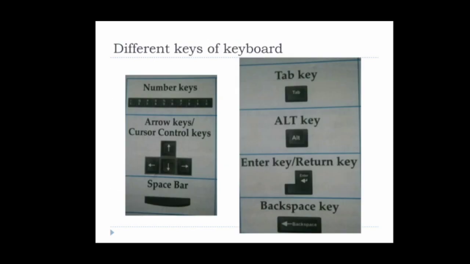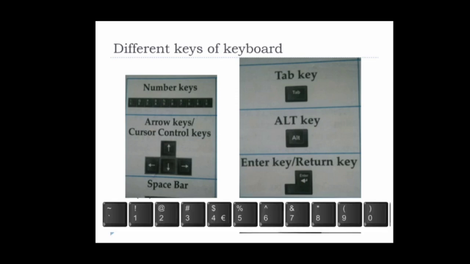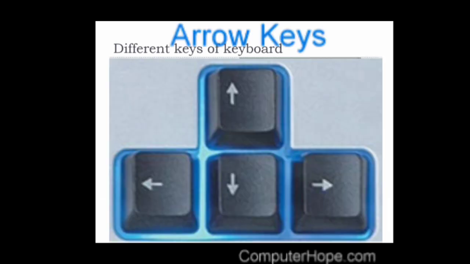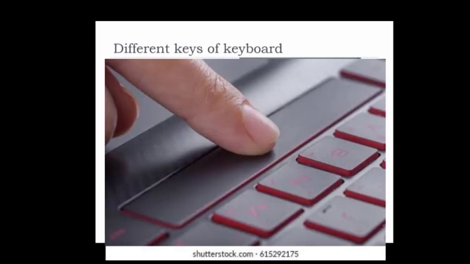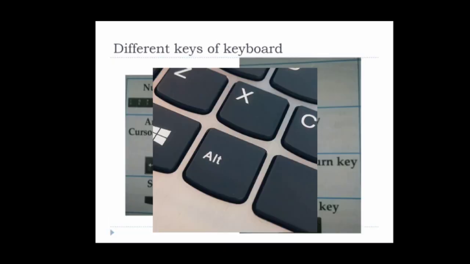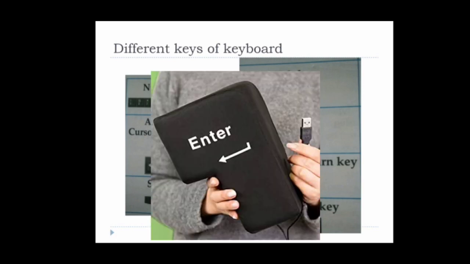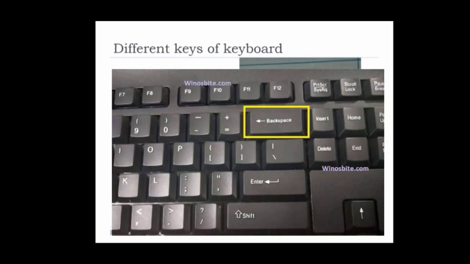Now what are the different keys of the keyboard? There are so many keys available on the keyboard. First one is your number keys, by which you can type different kinds of numbers. Then arrow keys, or you can say cursor control keys or navigation keys, which we use to move around in a program or a document. Space bar is the longest key available on a keyboard and is used to give space between two words. Next is your tab key, then alt key, enter key which is used to create a new line, and backspace key that is used to delete the character to the left of the cursor.